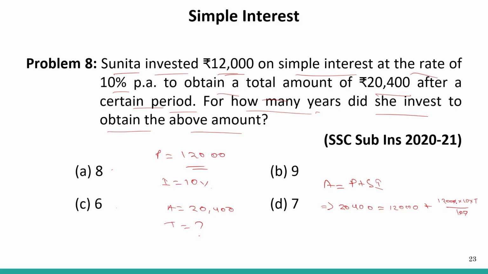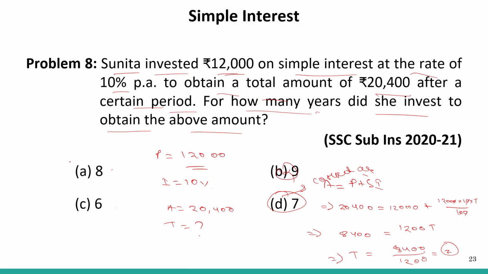So cancelling these zeros out from here, what we are left with is 8,400 is equal to 1200 T. So this implies that T is equal to 8,400 by 1200. This is equal to 7, right? Because 7 into 12 is equal to 84. So the correct answer will be 7.